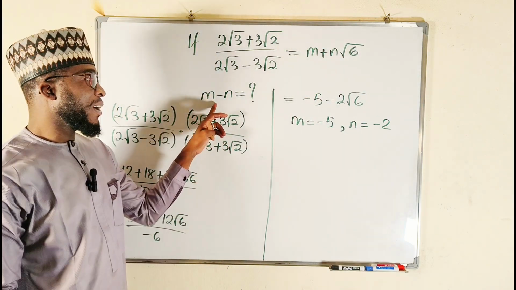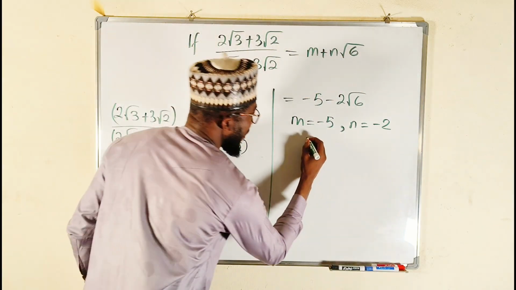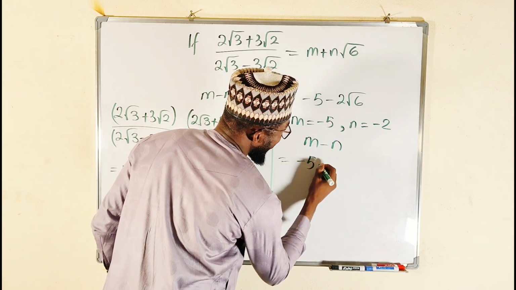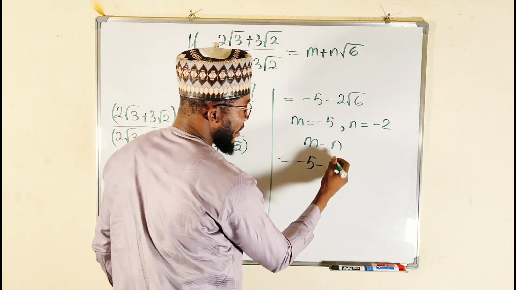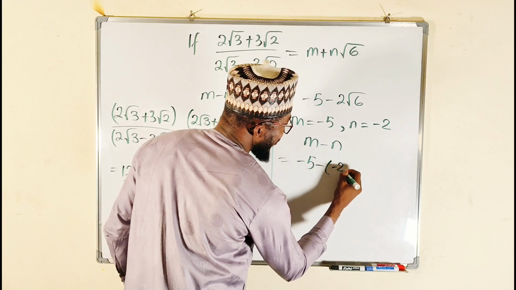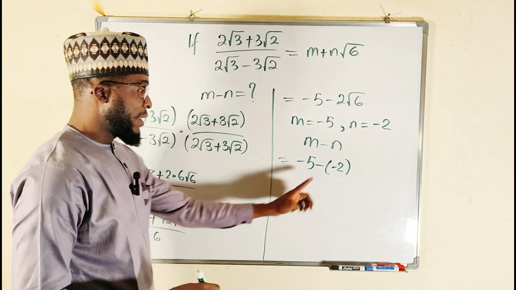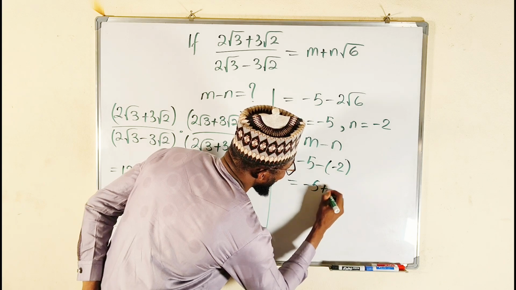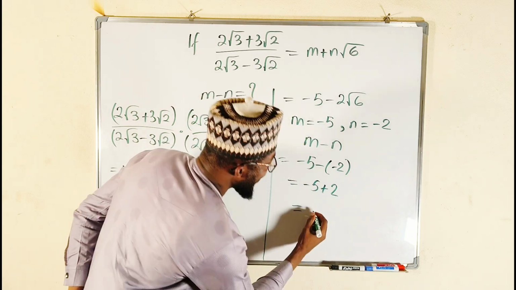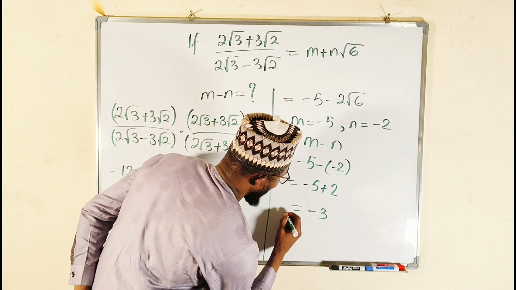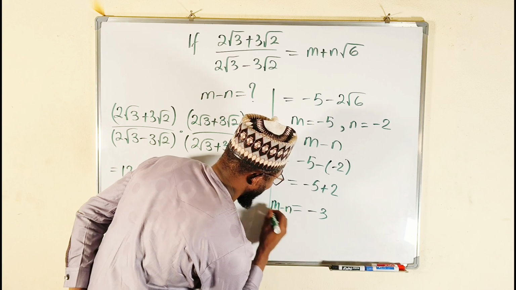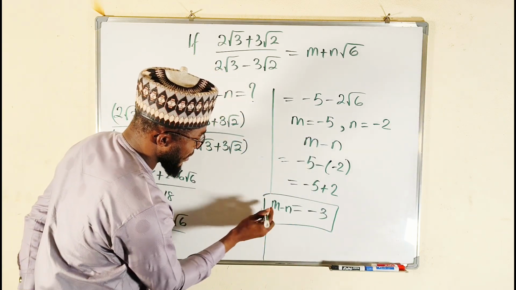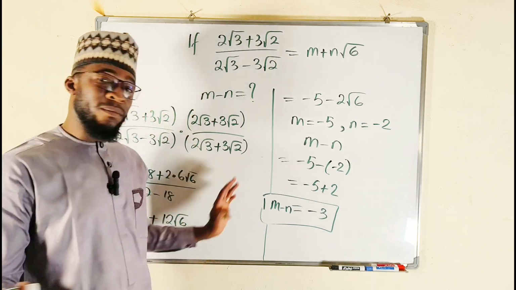So we have to simplify this. m − n. m − n is equal to m is negative 5 minus, this is constant, but n is also negative 2. Minus minus is plus. This is what? Negative 5 plus 2. And finally, this is negative 3. m − n. As simple as that. Ta-dam!